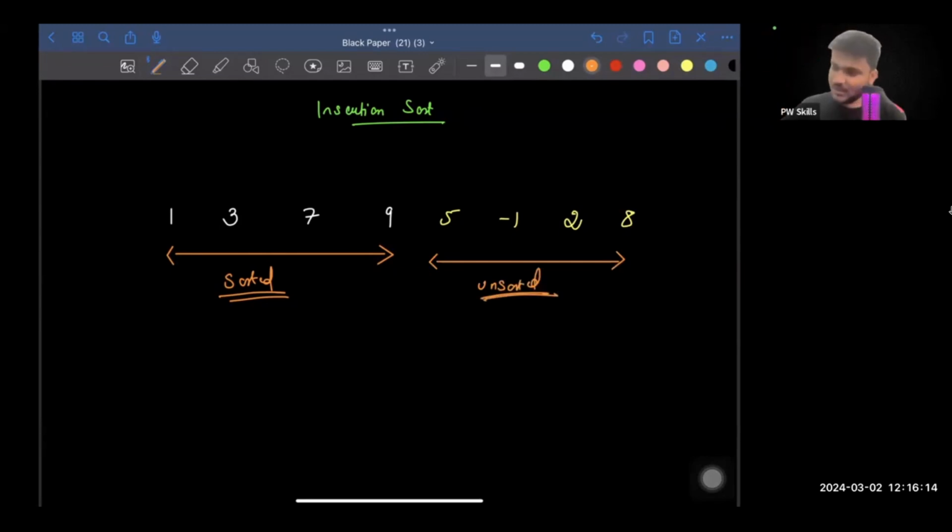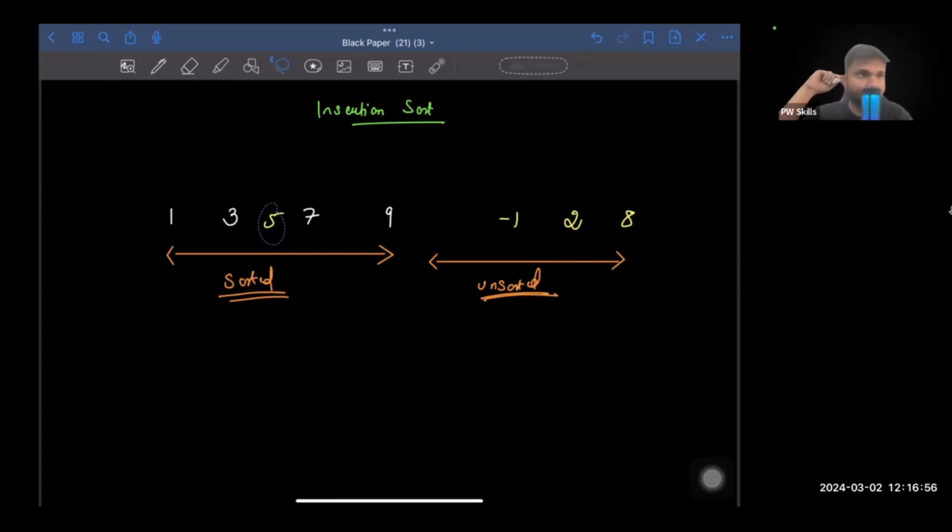What you do is from the unsorted region, you pick the first element and you try to find the correct place to insert it. How do you find the correct place to insert it? The first element that we pick from the unsorted region is 5. So you will check: is 5 less than 9? Yes. So definitely 5 will be to the left of 9. Then you go here. Is 5 less than 7? Yes. Then definitely 5 will be to the left of 7. Is 5 less than 3? No. That means 5 should come between 3 and 7.